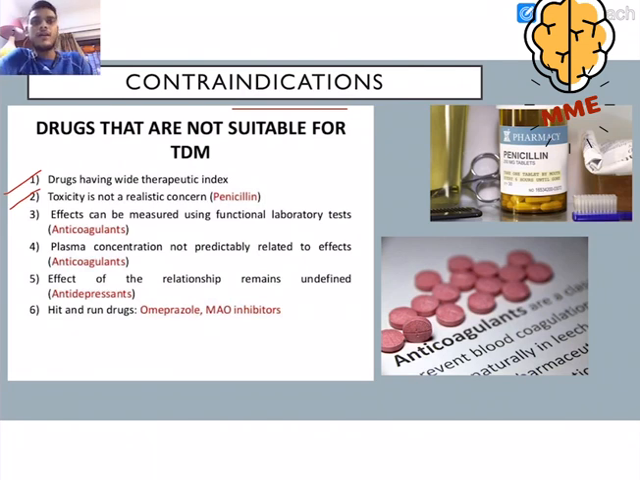And there are others, the effects of which can be measured using functional laboratory tests. For example, in the case of anticoagulants, you can easily assess the effect the drug is having on the patient, or the patient's compliance, by a simple blood test as well. So on and so forth. You can read the other points. These are the contraindications you must keep in mind for therapeutic drug monitoring.